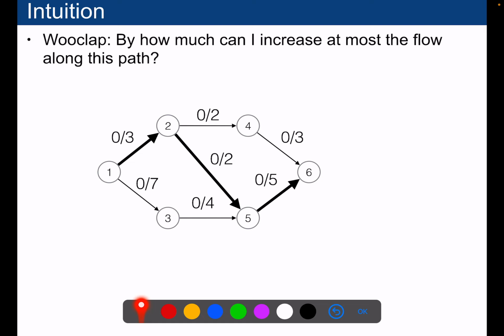But how much? Here you see that we could increase it by 3, by 2, and by 5. But since we need to increase by the same amount, because we still want to satisfy the flow conservation constraint, we need to find the bottleneck. The smallest capacity along that path is 2. That's your bottleneck. And so we will only do +2 here, +2, +2, because of this limitation here.